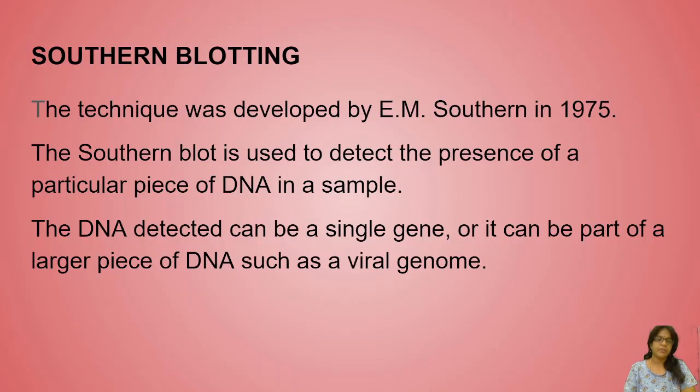Let's start with the southern technique. It was first developed by Southern in 1975. Southern blot is meant for the detection of a particular fragment of DNA in a sample. The DNA detected can be a single gene or a large piece of DNA from a viral genome. It could be a part of it or a complete one. That should be of our interest, and it has to be separated by the blotting technique.